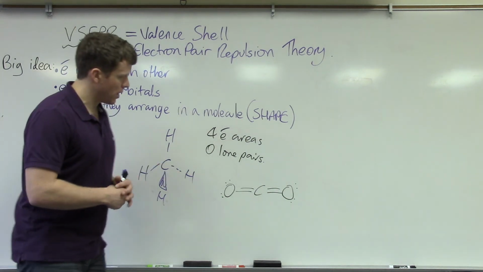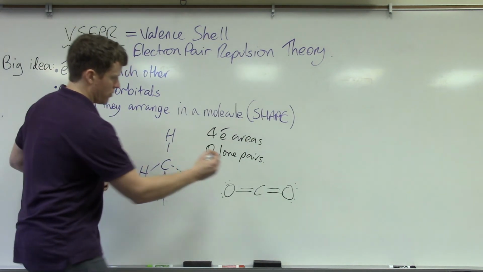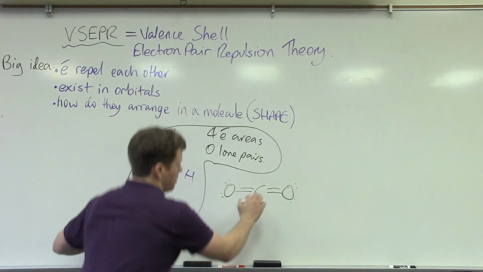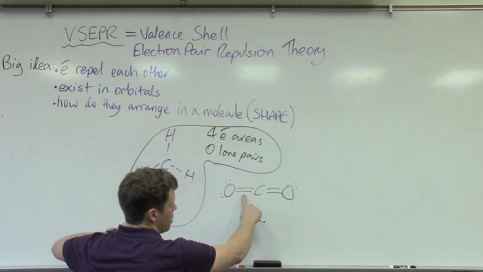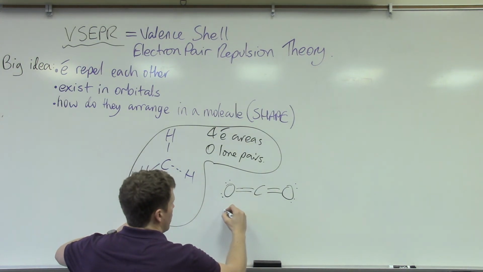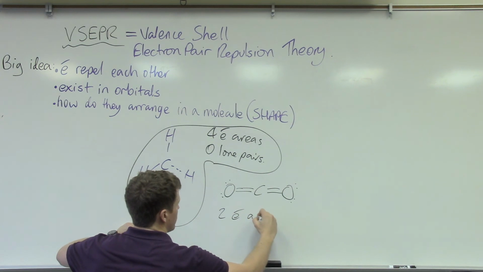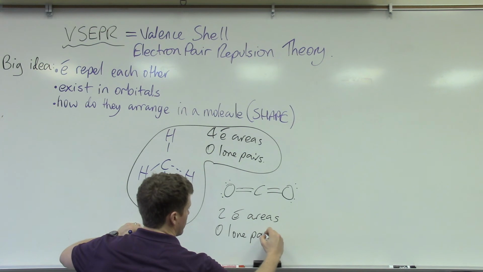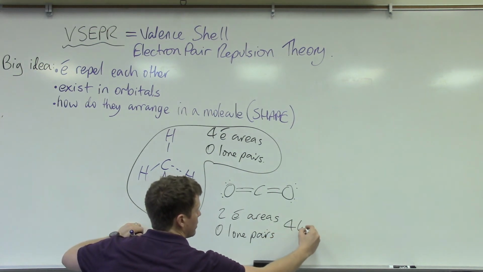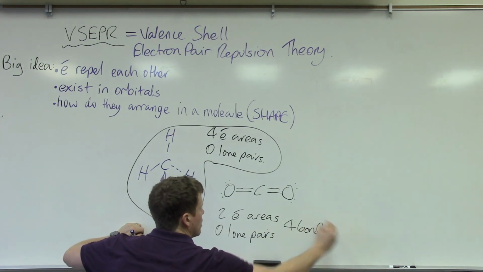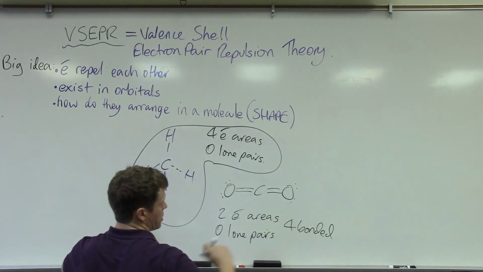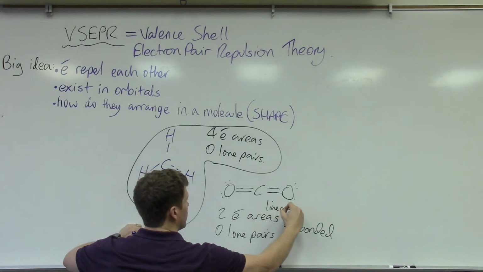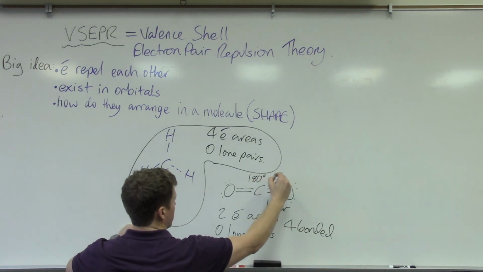Alright, so that was for methane. For CO2, we just count each double bond as 1 electron area. So 1, 1, so that's 2 electron areas, 0 lone pairs, and then 4 bonded. And then if you look at the shape, this really is symmetrical, so this would just be linear, and this would be 180 degrees.